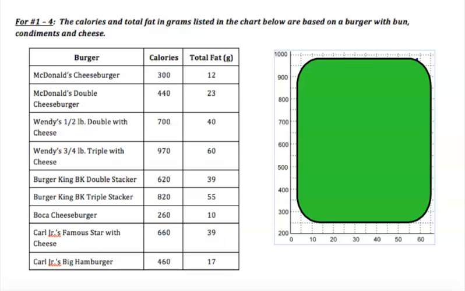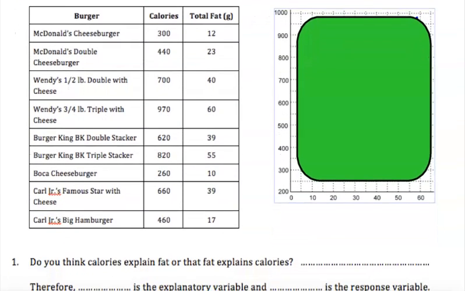All right, so for 1 through 4, the calories and total fat in grams listed in the chart below are based on a burger with a bun, condiments, and cheese. Okay, so here's the first thing I would like you to do. I want you to stop the video after I finish talking here. I want you to take and put these over on the graph. And I've already got the numbers on the graph so you can kind of tell what's what. So make sure you're paying attention to numbers.